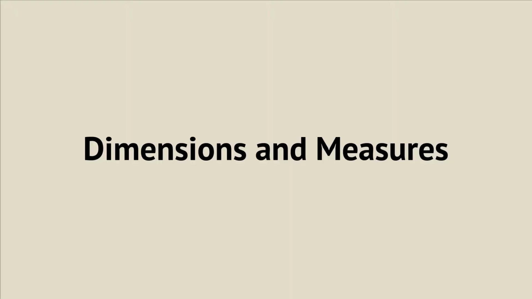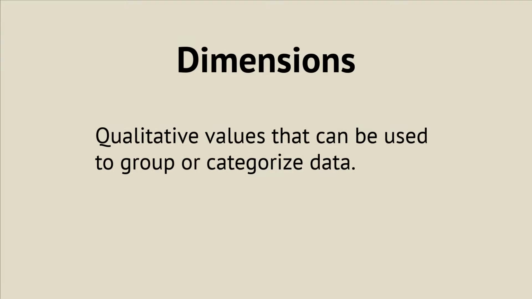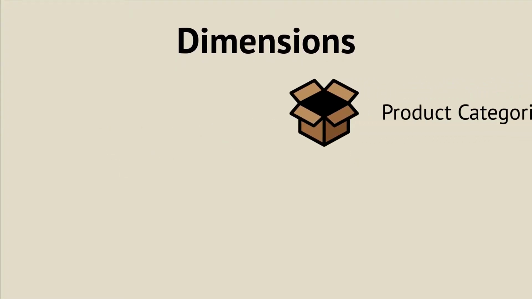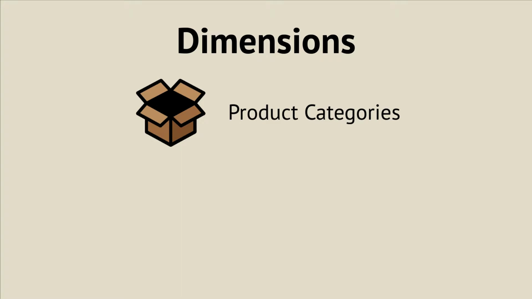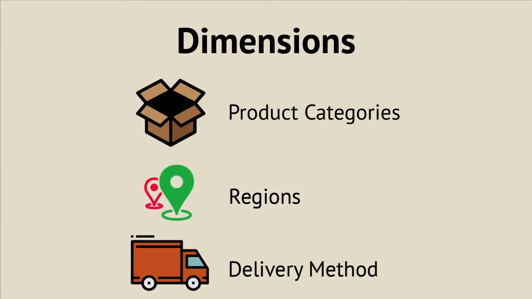An important concept to understand about how Tableau handles data is the concept of dimensions and measures. Dimensions contain qualitative values that can be used to group or categorize data. For example, the orders from our data can be grouped by product categories, which include stationery, furnishings, home improvement, plants, and electronics as the possible options. The same concept applies to the regions and delivery method dimensions.